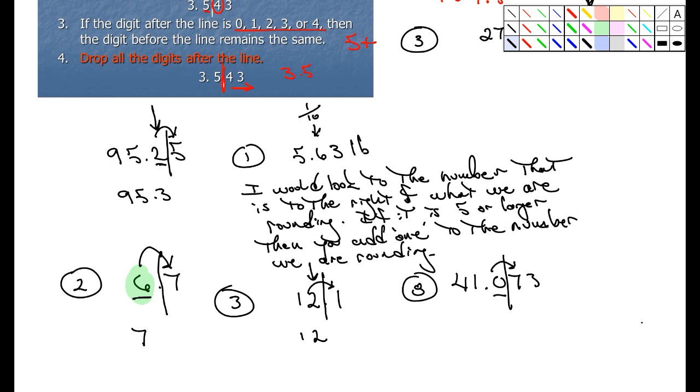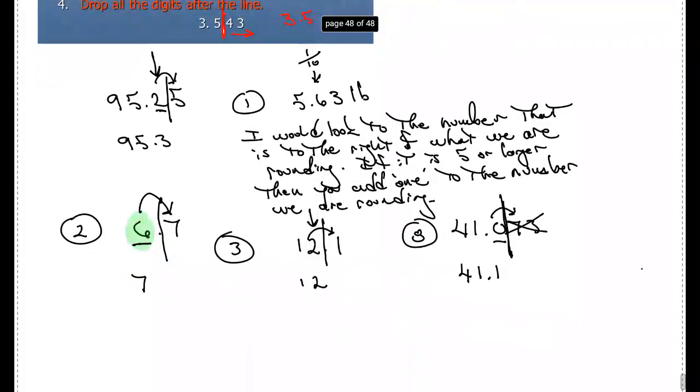It's a 7. Is that a 5 or larger? Yes, it is. So I'm going to write down for number 8, 41 point. We add 1 to the 0. It becomes 1. What about the 7 and 3? Nothing. We drop it. Remember? Everything past this line right here, we drop. Don't worry about it. Okay? Let me move this up a little bit. Give myself some more room.